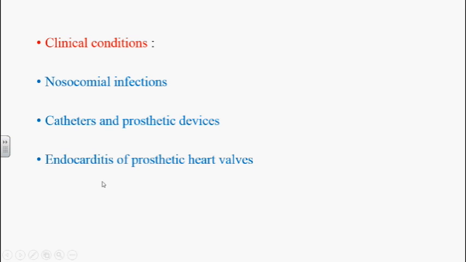It can cause endocarditis of prosthetic heart valves. Whenever this organism enters into the bloodstream and attaches to the prosthetic heart valves, it can cause endocarditis, and we can see the symptoms of endocarditis which we discussed previously. It can cause artificial joint infections. Any prosthesis that is present in the human body can be infected by this organism.